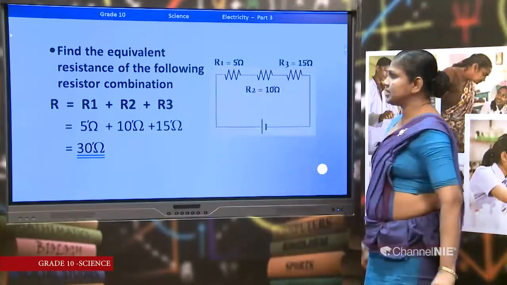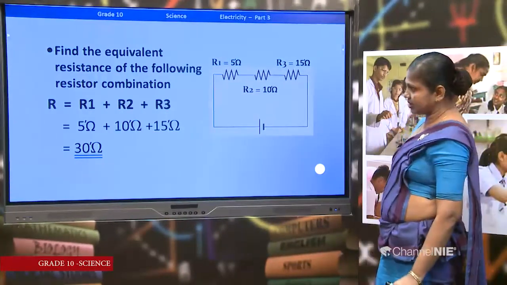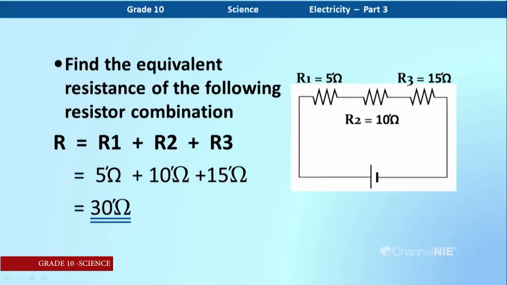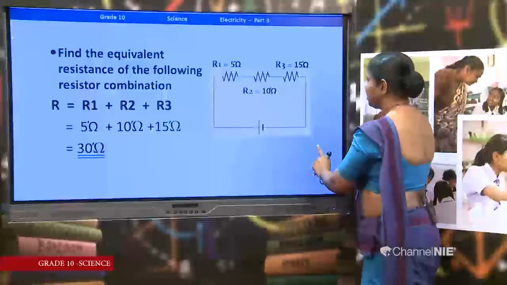This is another resistor system with three resistors connected in series. How do we get the equivalent resistance here? See, equivalent resistance R equals R1 plus R2 plus R3. That's 5 plus 10 plus 15, answer 30 ohm. Right, next.